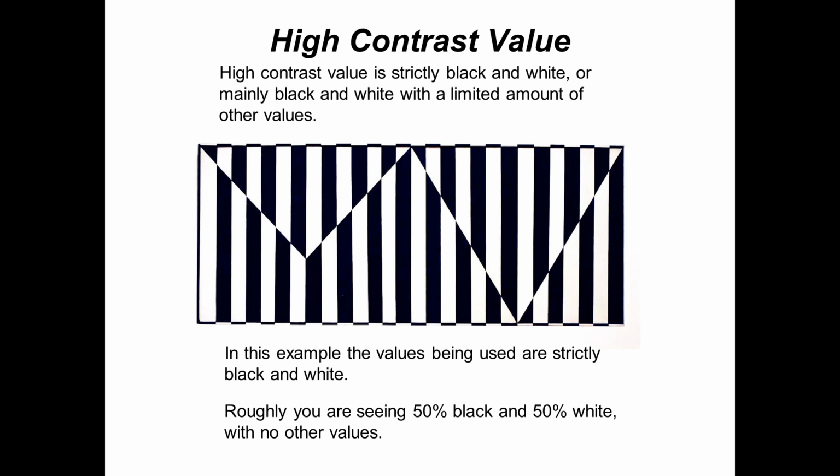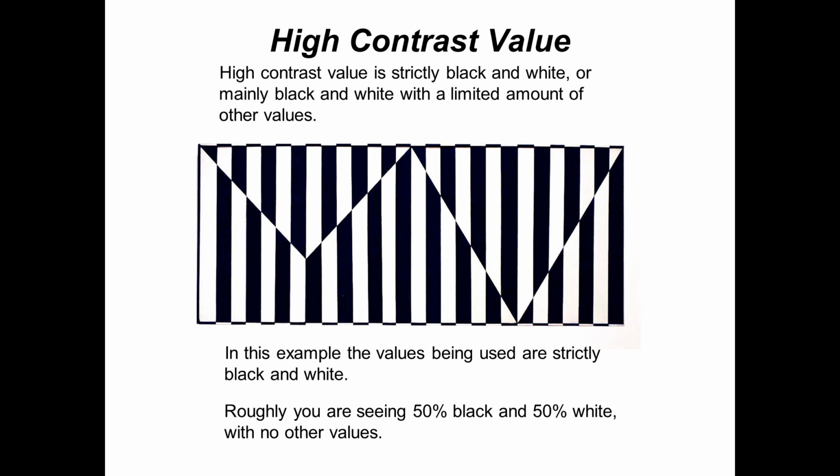So we'll start with high contrast. High contrast value is strictly black and white, or mainly black and white, with a limited amount of other values. In this example, the values being used are strictly black and white, and they're roughly 50-50, 50% black, 50% white, with no additional values.